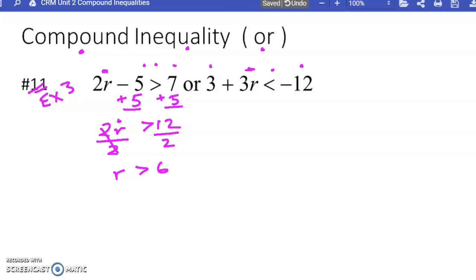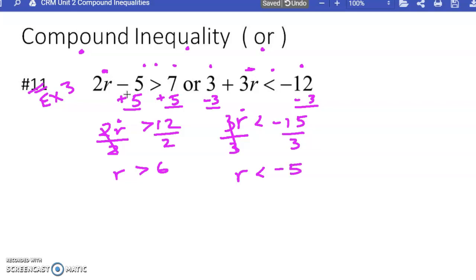Again, I want to isolate my r term, so I'm going to subtract 3 from both sides. Bringing down my 3r, less than negative 12 minus 3 is negative 15. Again, I'm isolating r, so I'm going to do the opposite. 3 times r, I'm going to divide by 3. 3 over 3 is 1. Divide by 3 on the other side. And that leaves me with r is less than negative 5.